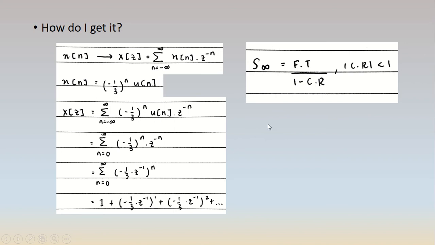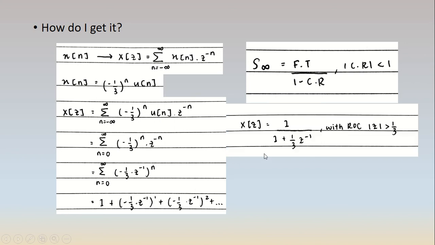So from this, we will get X(z) equal to the first term of the summation, which is 1, divided by 1 minus CR, where CR is -1/3 z^-1. So minus negative, we will get plus, with ROC of |z| > 1/3.